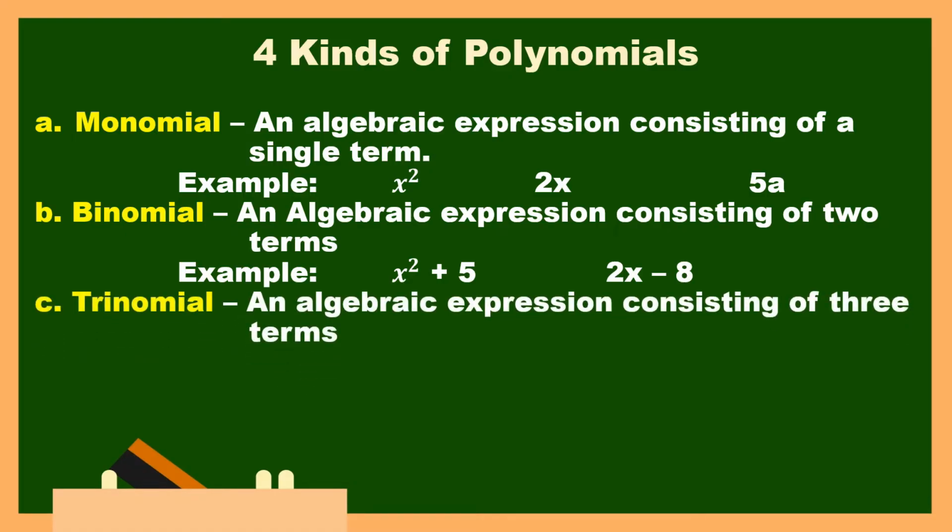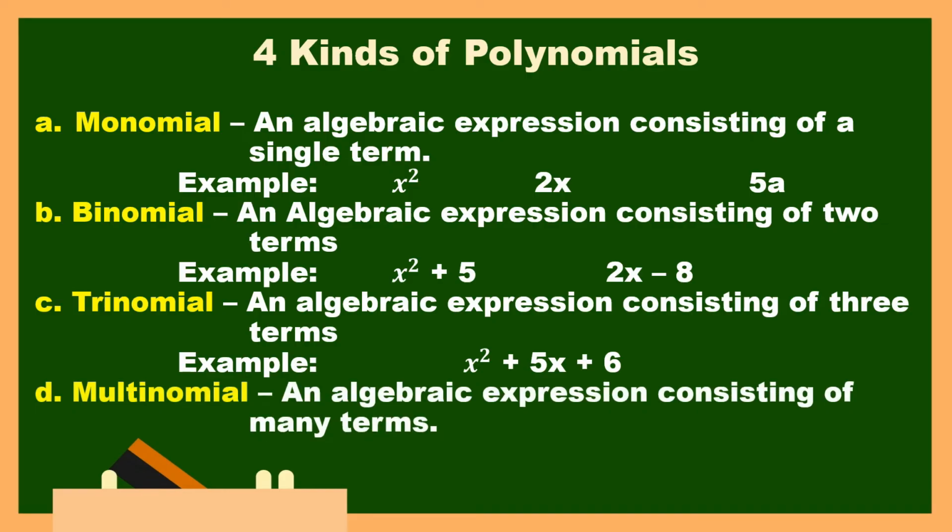Next kind of polynomial is trinomial. Trinomial is an algebraic expression consisting of 3 terms. From the word tri, it means 3. So, it has 3 terms. For example, x squared plus 5x plus 6. And the last kind of polynomial is multinomial. It is an algebraic expression consisting of many terms. So dito sa multinomial, it has many terms. Hindi lang siya tatlong terms, kundi marami pa. For example, x cubed plus x squared minus x plus 2.